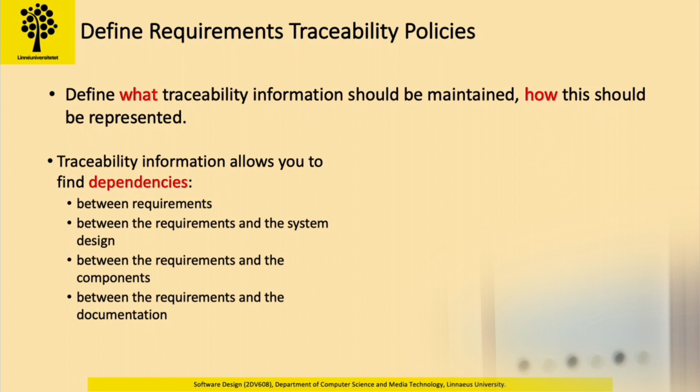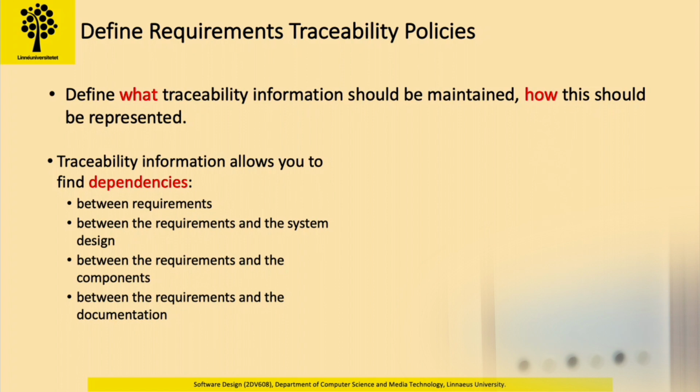And then there are multiple types of dependencies. If you are talking about requirements traceability, it's between requirements. So there can be dependencies between requirements. There can be dependencies between requirements and the system design. So let's say you have a large UML diagram for the whole system or for part of a system, and you want to trace from your high-level requirements to those UML diagrams. You can do that: which part of the diagram implements which requirement.